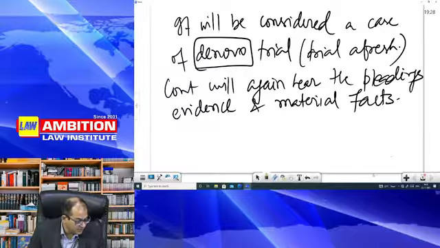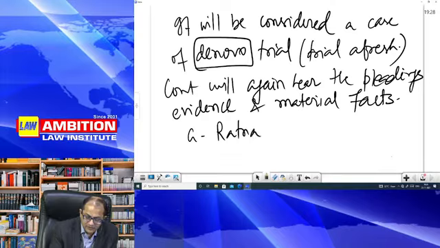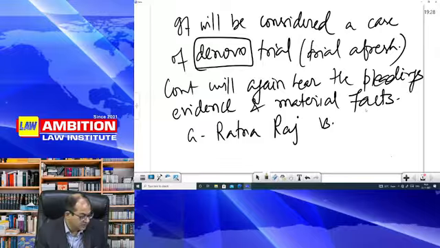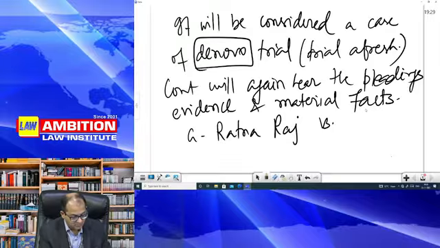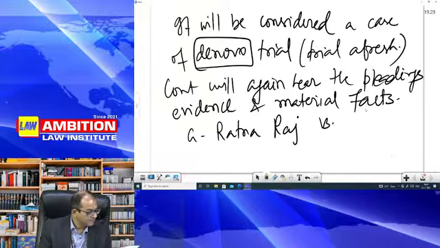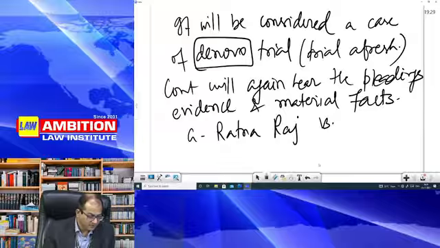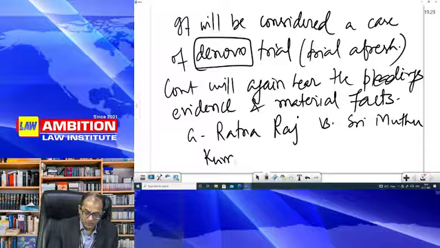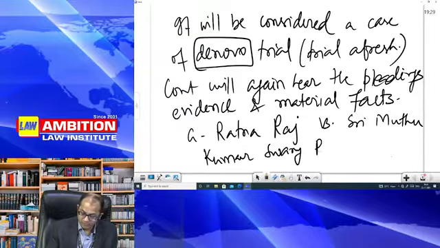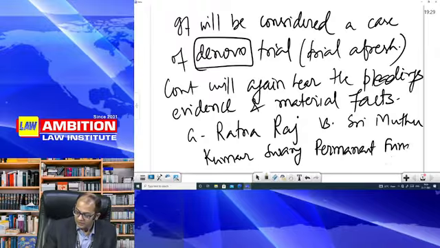Now, in clarifying the law in G. Ratnaraj versus Sri Muthu Kumar Swami Permanent Fund Limited. This is Order 9, Rule 13.